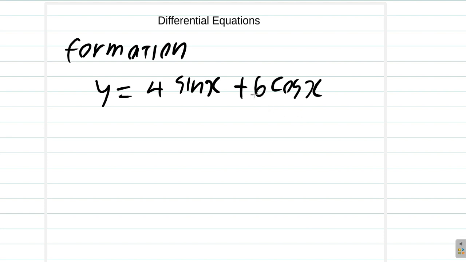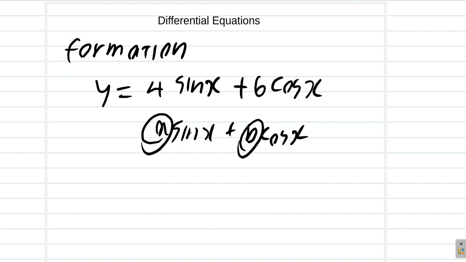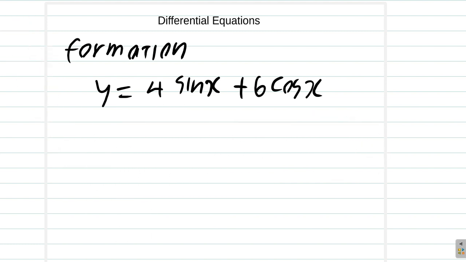And here we can see two constants. They call them arbitrary constants. Well, in this case you have specific numbers. If it was a sine x plus b cosine x, these would be arbitrary because they could be any number you want. But in this case, what we have are specific constants, 4 and 6. But anyway, we want to form a differential equation from this equation.